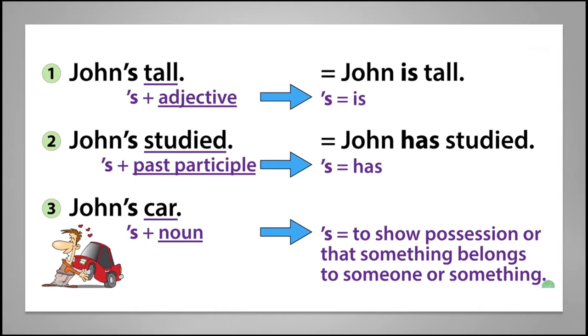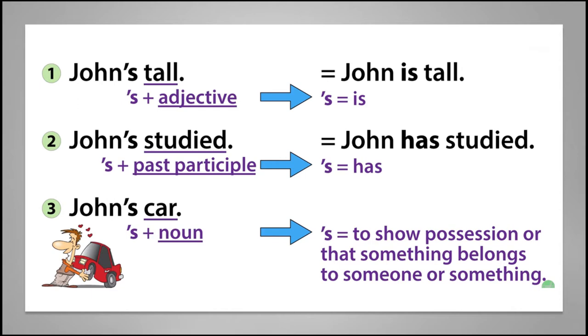Now, take a look. There are 3 examples with different uses of the apostrophe. The first one is apostrophe S plus adjective, which stands for is. And John's studied, apostrophe S plus past participle, where the apostrophe S means has. And obviously, the third one is John's car. This means possession, belonging to someone.